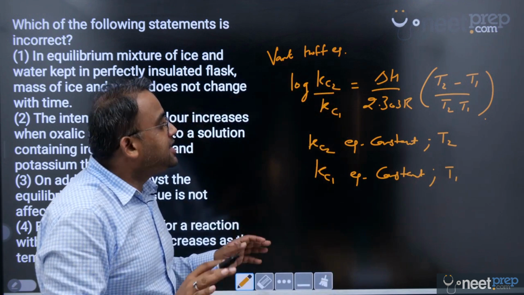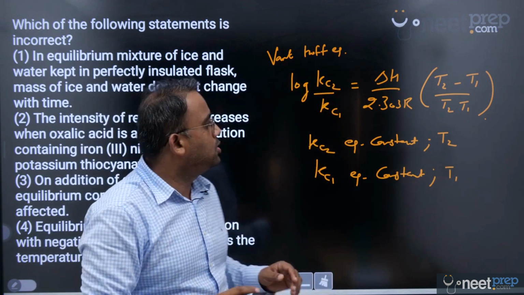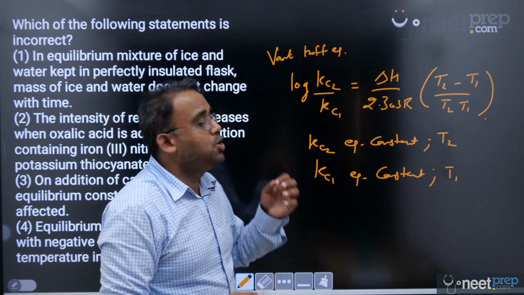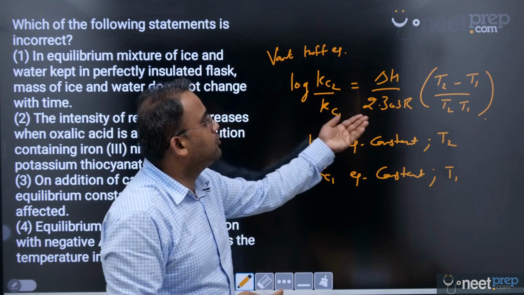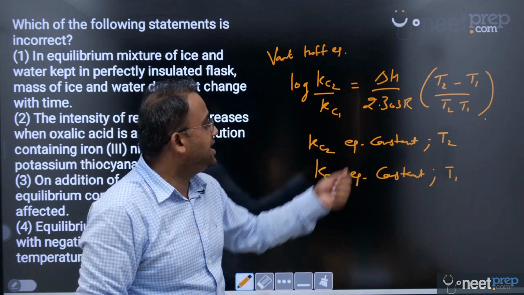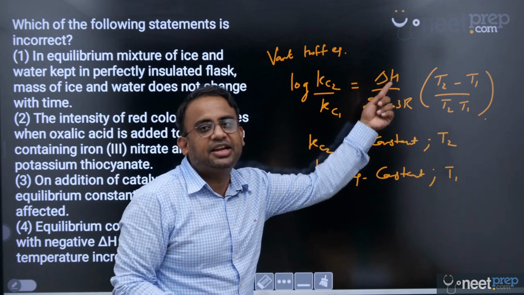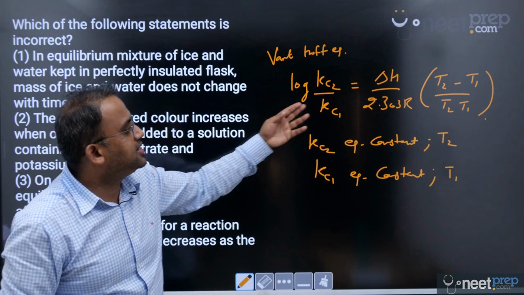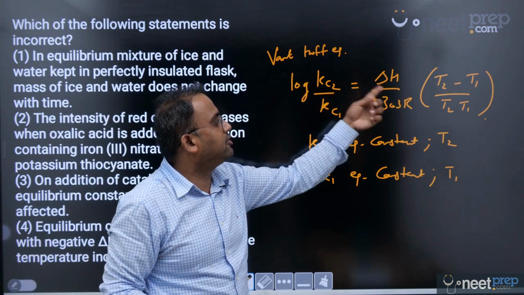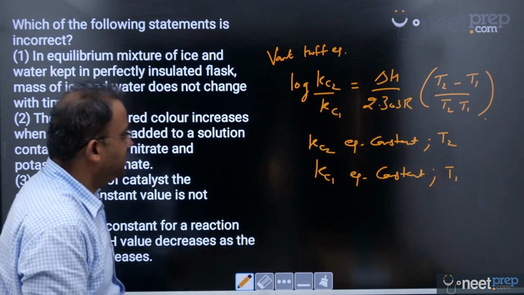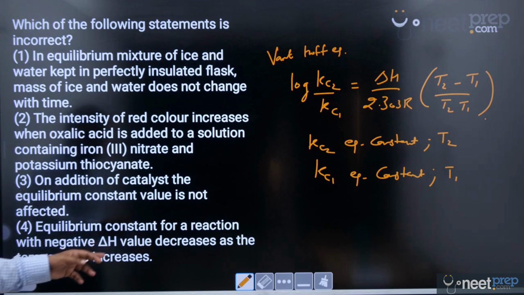If you don't see this equation in NCERT, there is no need to bother. There is another equation, Arrhenius equation in NCERT, where instead of delta H, we have activation energy EA. Arrhenius equation involves activation energy, Van 't Hoff equation involves enthalpy change. Now, equilibrium constant for a reaction with negative delta H value decreases as the temperature increases.